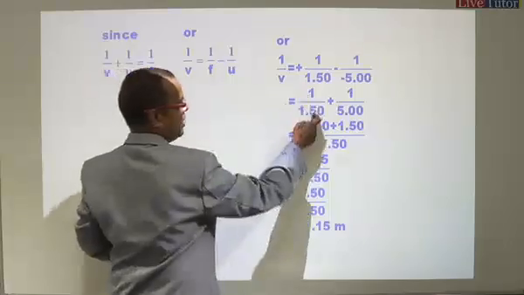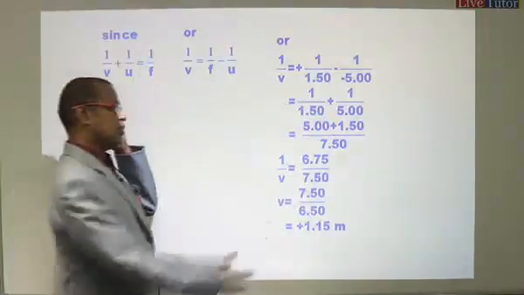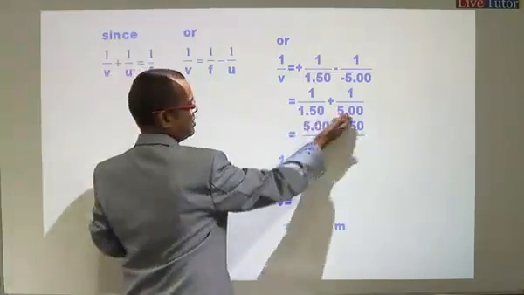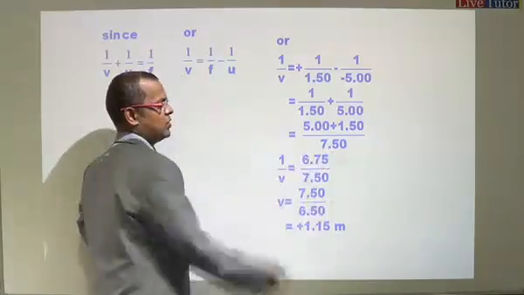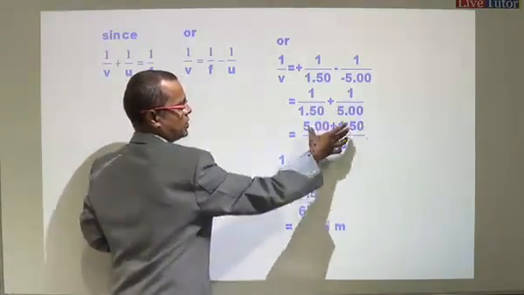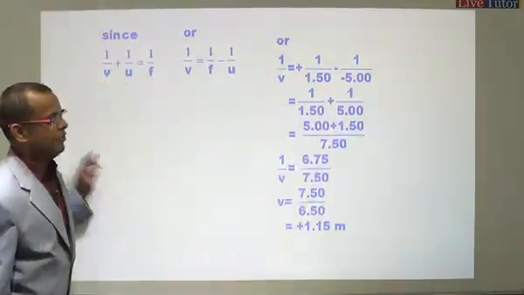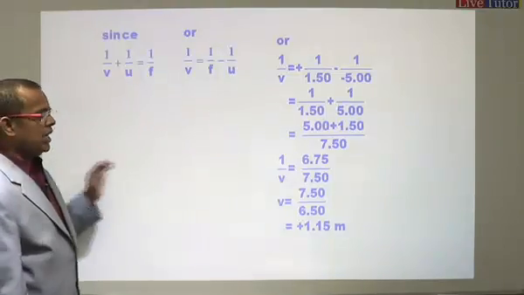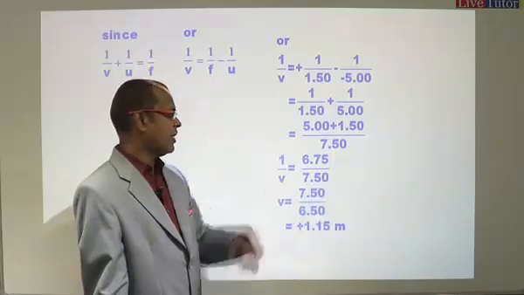And the next one is 1.5 and 5. So we have to take the LCM for both of these. Usually we know that by just multiplying you can take the LCM, 1.5 times 5, so 7.5. So cross multiply that: 1 into 5 and 1.5 into 1. So 5 plus 1.50 is nothing but 6.75. So the numerator is 6.75 and the denominator is 7.50.